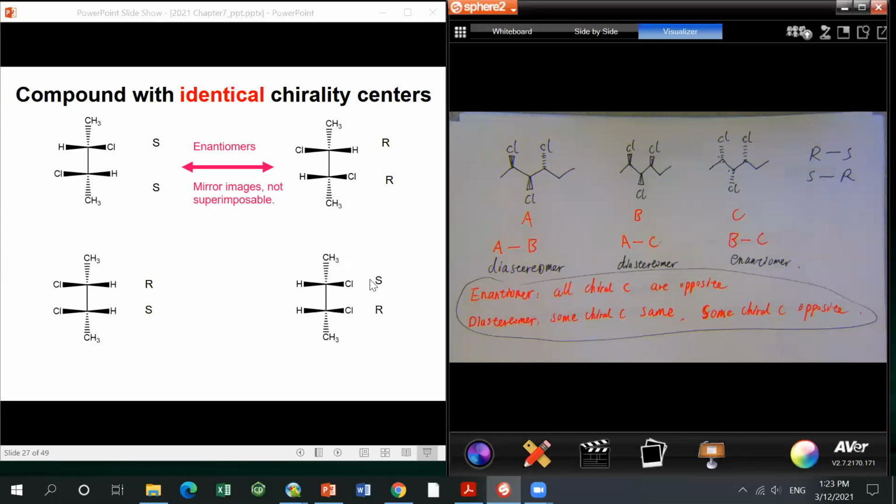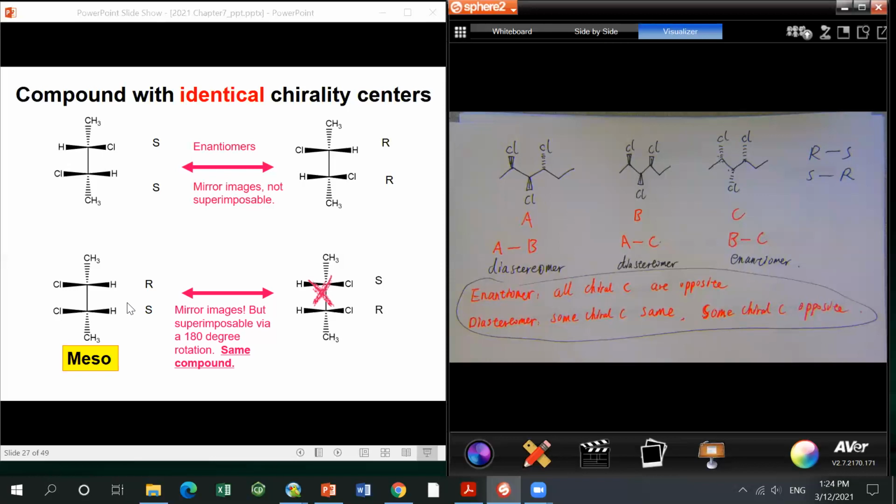For the SR, if you rotate the molecule 180 degrees this way, this chlorine goes here, this chlorine goes here, this methyl goes down, and this methyl goes up, and you find exactly the same structure as RS. So they are superimposable. These two are actually identical, the same molecule.